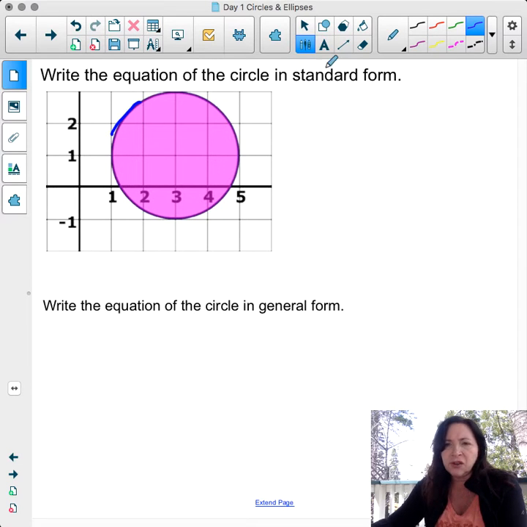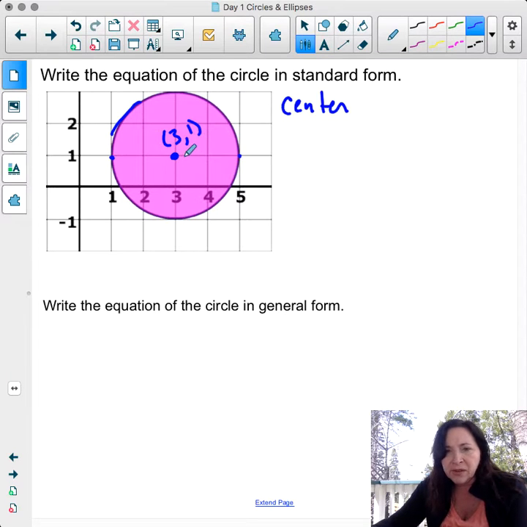So what I need to do first is find the center of my circle. The center of my circle is going to be this point, because it's in between 5, 1 and 1, 1. So that's going to be 3, 1. So there's my center, 3, 1. It also means that my radius is going to be a length of 2. So if we have center at 3, 1, and my radius is 2.